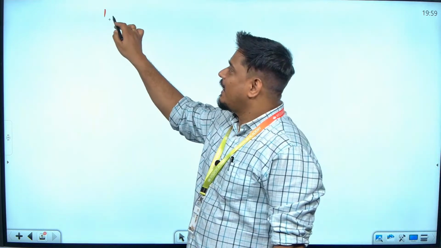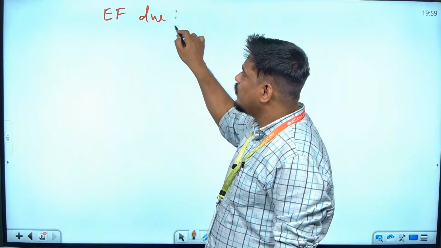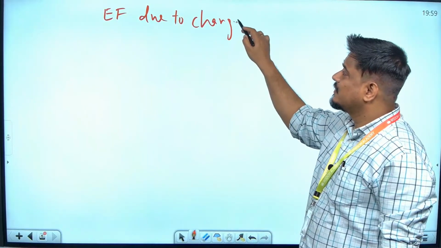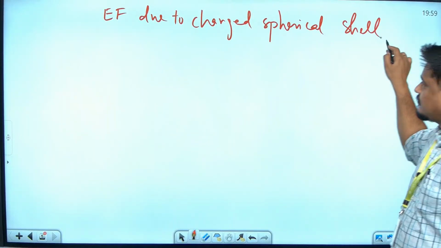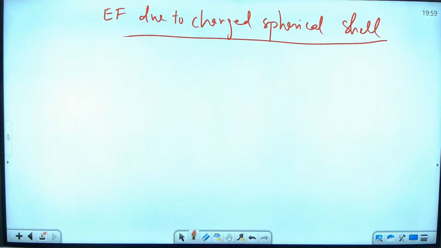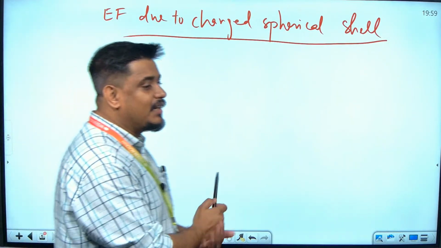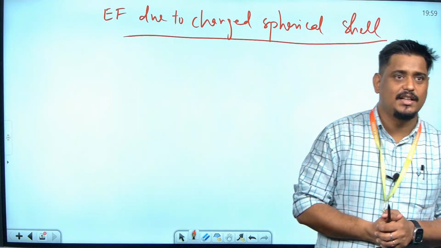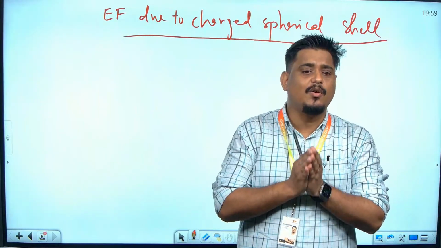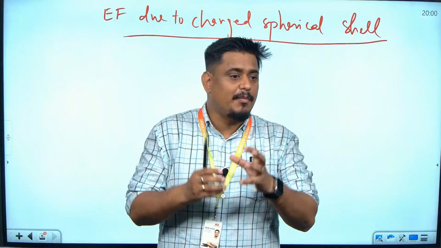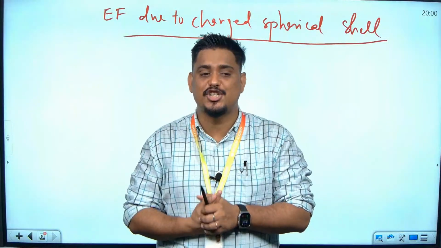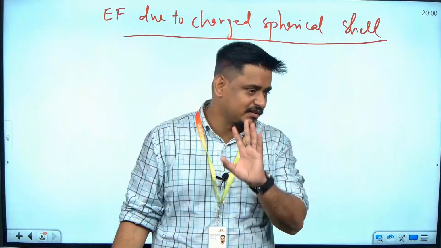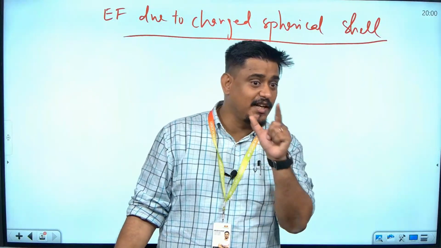So now what are we going to learn? Now we are going to learn the electric field due to a charged spherical shell. So by using Gauss law and the concepts of electric flux, we are going to derive the amount of electric field produced if you have a charged spherical shell. Understand, I am not saying the word sphere. I am saying shell. A shell is different from a solid sphere.